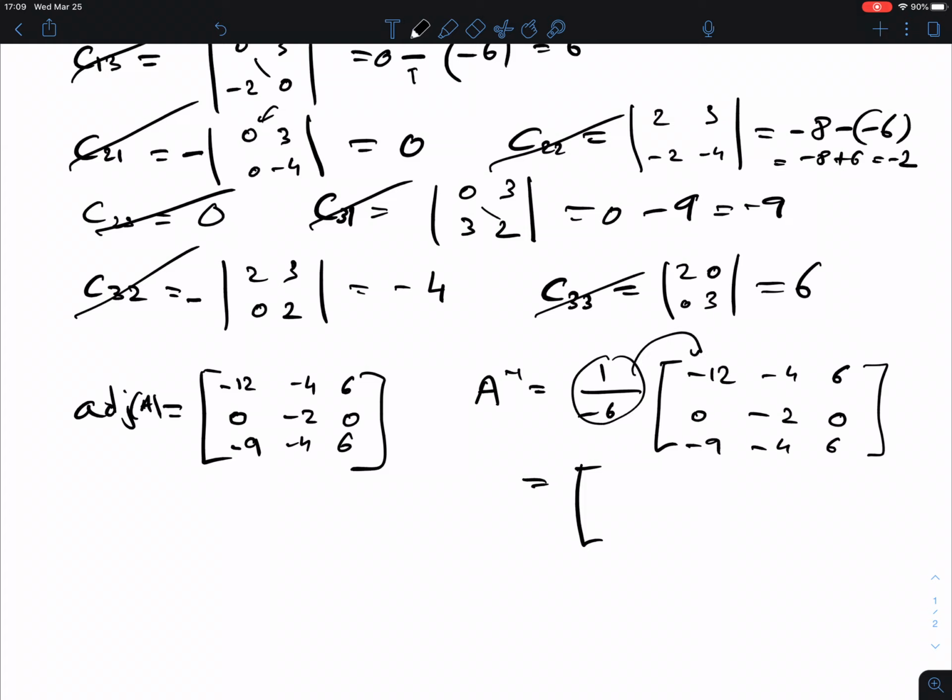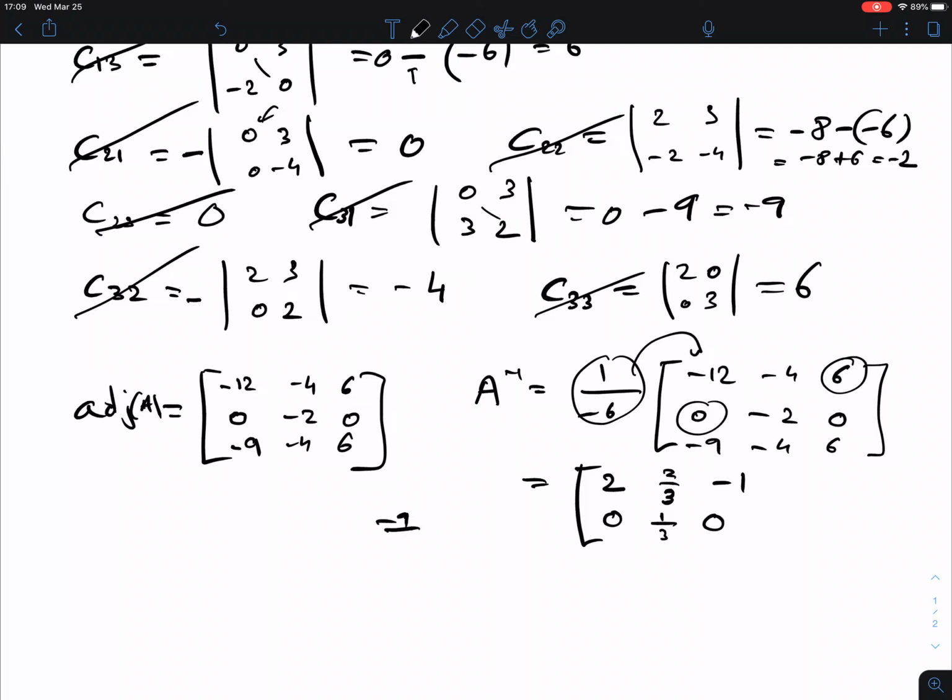So minus 12 divided by minus 6, that will be 2. Minus 4 over 6, that will become 2/3, right? Okay, so I'm going to write just 2/3 here. Minus 6 divided by 6, that's negative 1. Of course, this is just 0. This is going to be minus 2 divided by negative 6, that's going to be 1/3. I hope you see that. 0. Minus 9 divided by minus 6.